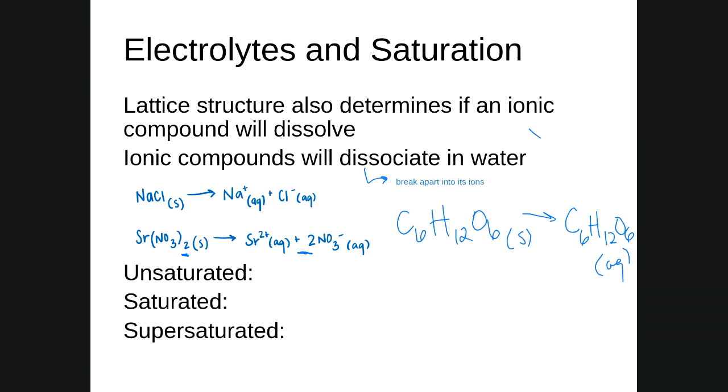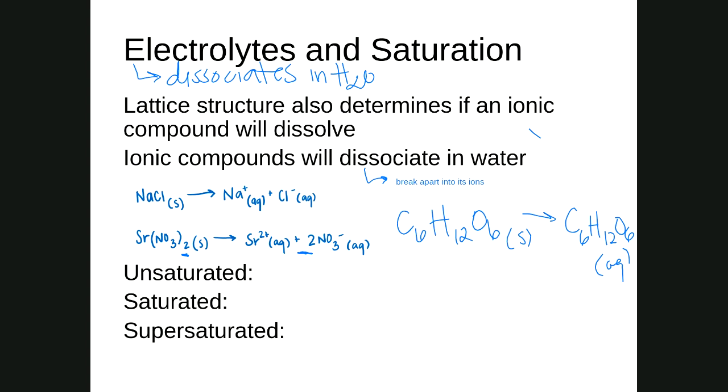Okay. Now, one other thing that I want to point out is anything that dissociates in water is called an electrolyte. An electrolyte is anything that dissociates in water. So by definition, ionic compounds are electrolytes. Covalent compounds are called non-electrolytes because they do not dissociate. So they are called non-electrolytes, all one word.